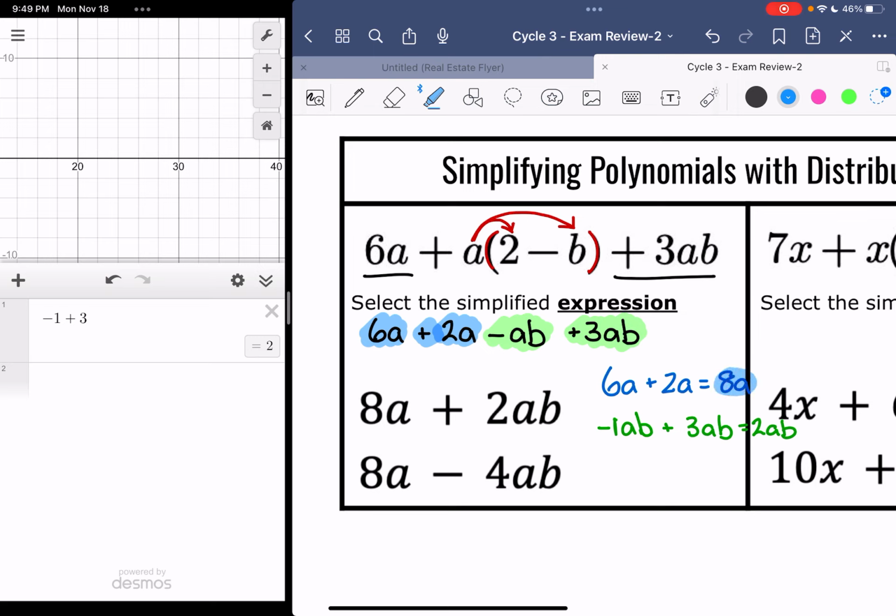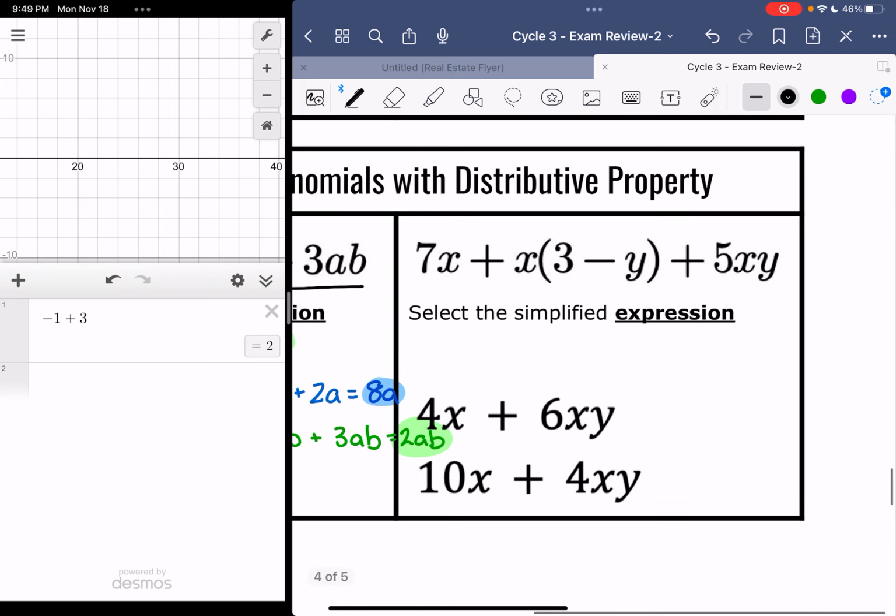I match it up right here. I have 8a, and then I have 2ab. So my correct answer for this one will be right here. You have one to try. It follows the exact same pattern.